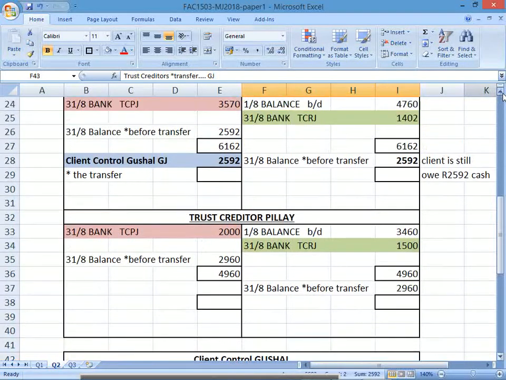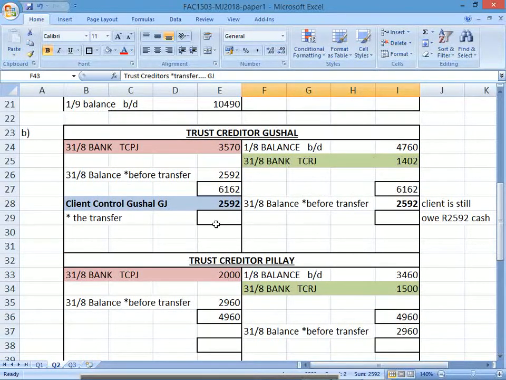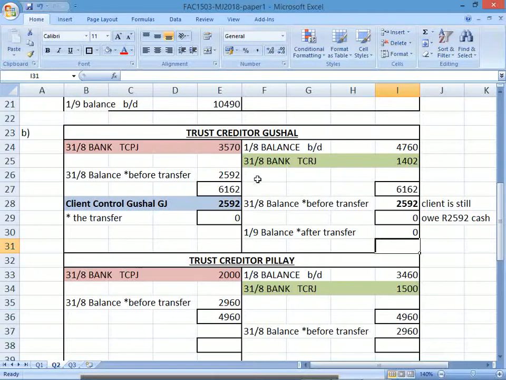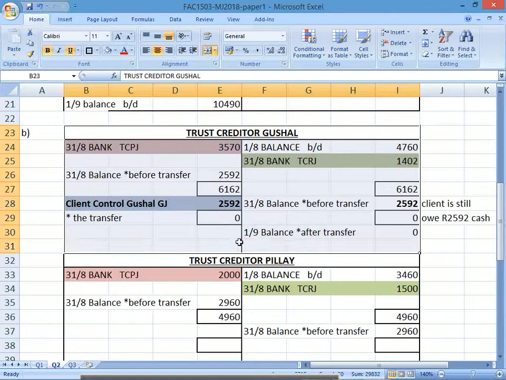Right. So do you have a trust creditor Gushel? No, you don't. His account is sitting at 0. Nothing in his account. Okay, if you want to show a balance, you can. 1st of the 9th, you would say balance asterisk after transfer would be 0. Okay, for that particular client.